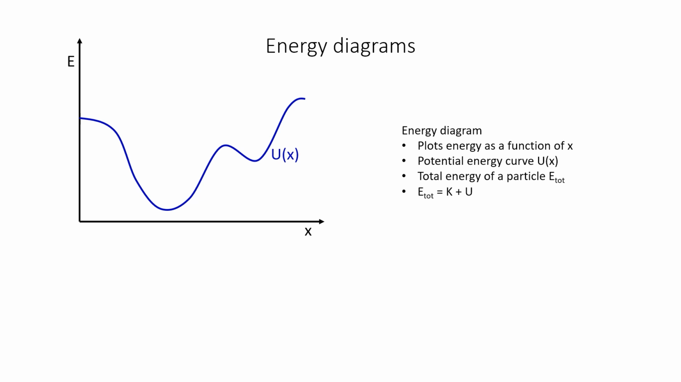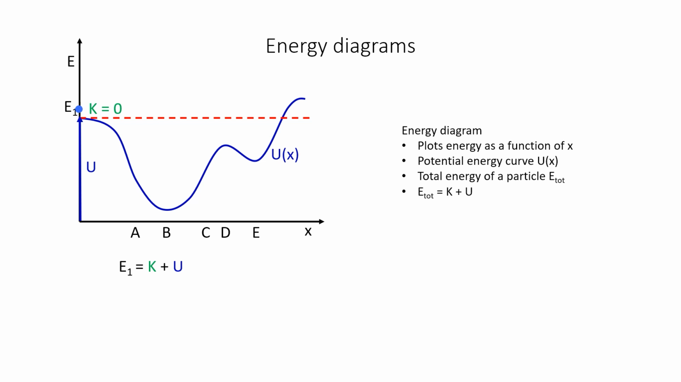An energy diagram is just a curve of a potential energy function as a function of position, and it's plotted against the energy of the system, or a particle in the system. Because the total energy of a particle is the kinetic plus potential energy, if there's no loss due to friction, we can use a plot like this to analyze the motion of a particle at particular positions.